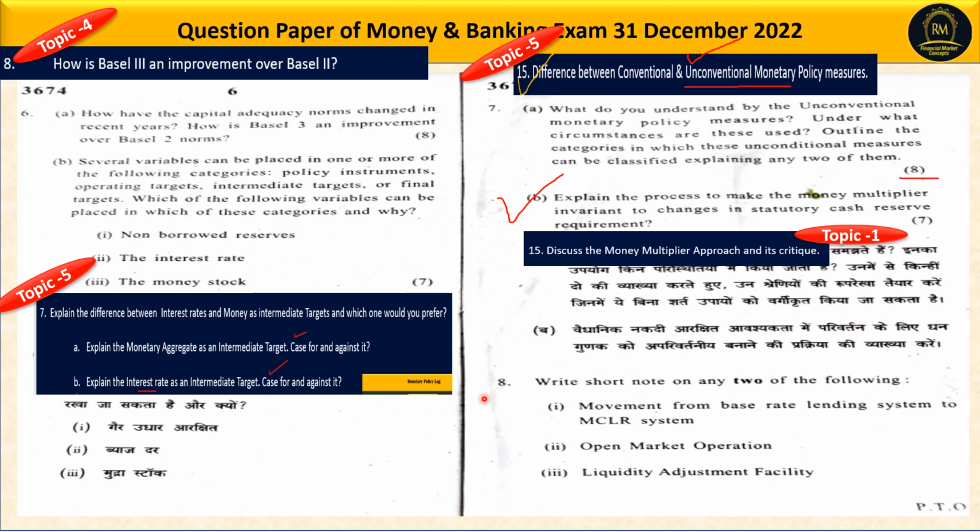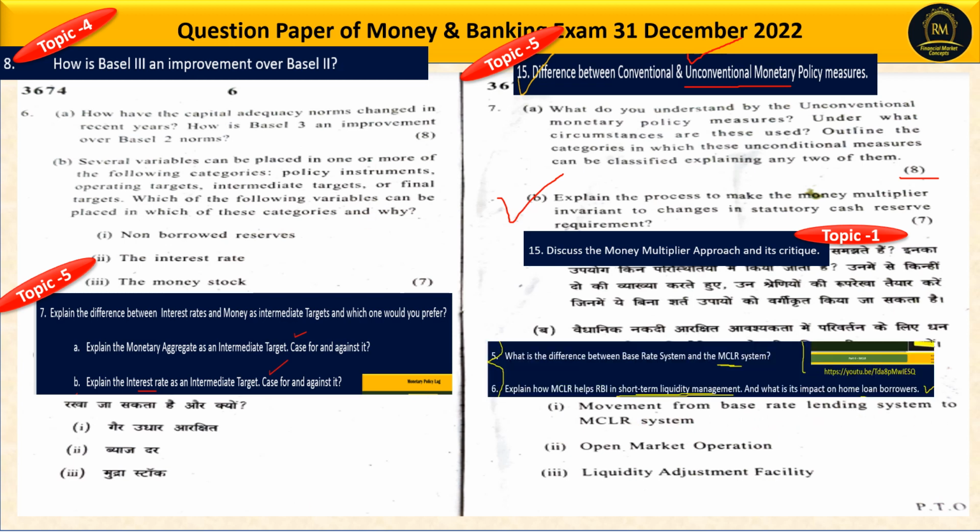Now coming to the last question, question number 8. The first question is on the movement from the base rate lending system to the MCLR system. So in my question number 5 and 6 of topic 3, I gave a focus on what is the difference between the base rate and the MCLR system, how MCLR helps RBI in short-term liquidity adjustment, and what is its impact on home loan borrowers.